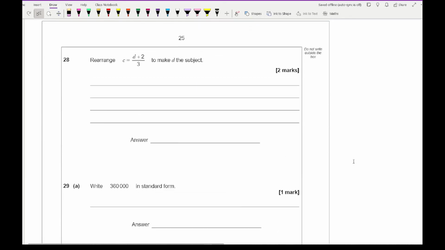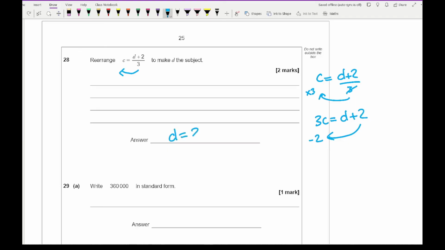Then moving on to question 28, it says rearrange the formula to make D the subject. So again here I want to get rid of the 3 first, so let me just do the question here. So I take the 3 over by multiplying by 3, so I get 3c equals d plus 2, and then take the 2 over, so the answer then is going to be d equals 3c take away 2.